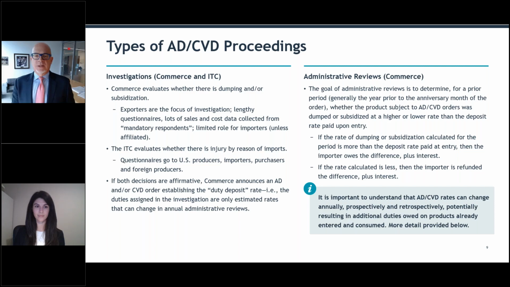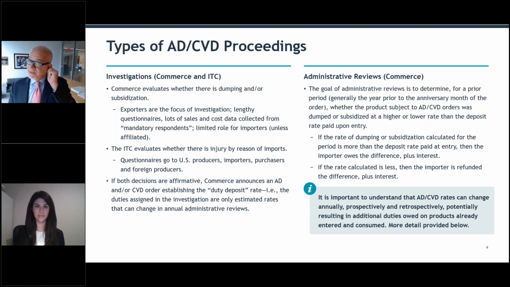The real point I want to get across here, and I don't want to spend a lot of time on this today, but I do want to make sure that the audience understands the risks that I just alluded to a moment ago associated with the way in which our law works in the United States. We have what's called a retrospective system, which means that the duties that are ultimately paid are not known at the time of entry of the product into the United States.